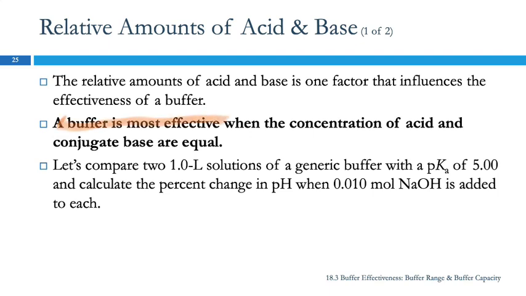So a buffer is most effective when the concentration of acid and conjugate base are equal. So we'd like the concentration of the acid and its conjugate base to be equal. So let's look at two 1-liter solutions of a generic buffer that has a pKa of 5. And we'll calculate the percent change in pH when 0.01 moles of sodium hydroxide is added to each.